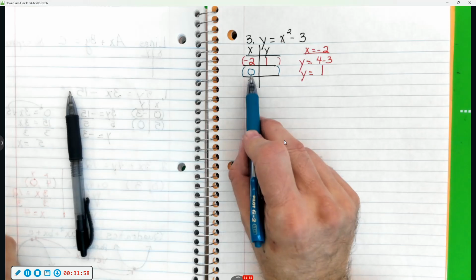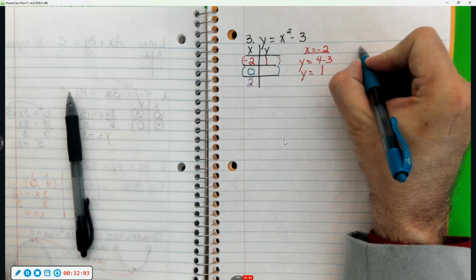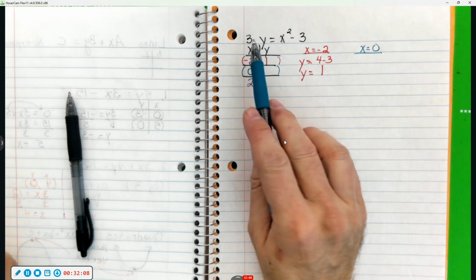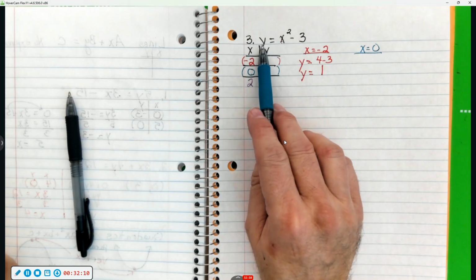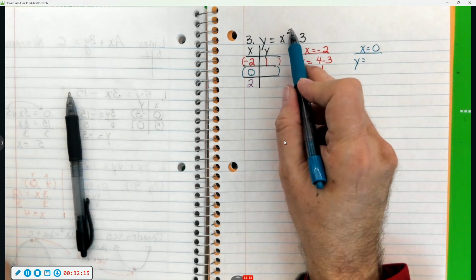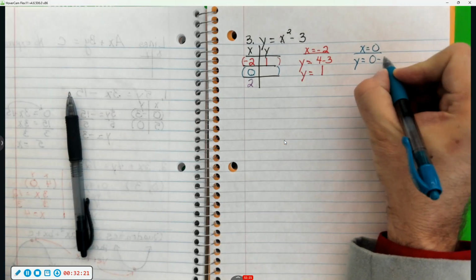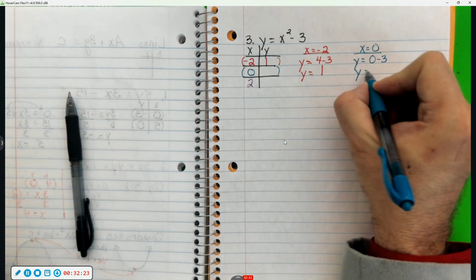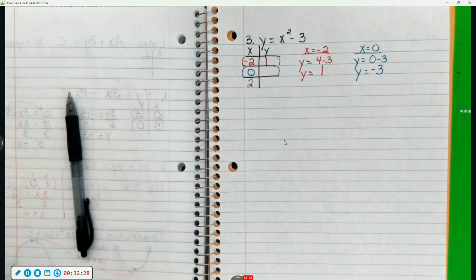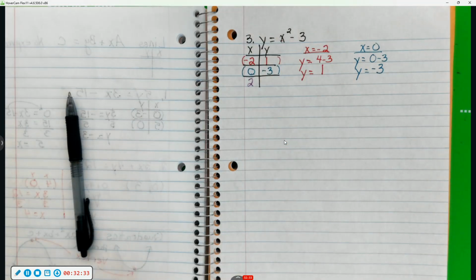Oh, okay, so x equals 0. Plug a 0 in for x. I'll do that in this blue. So 0 right here. So we have y equals 0 squared. 0 times 0 is just 0 minus 3. So 0 minus 3, is that a negative 3? See how I'm getting my points here?